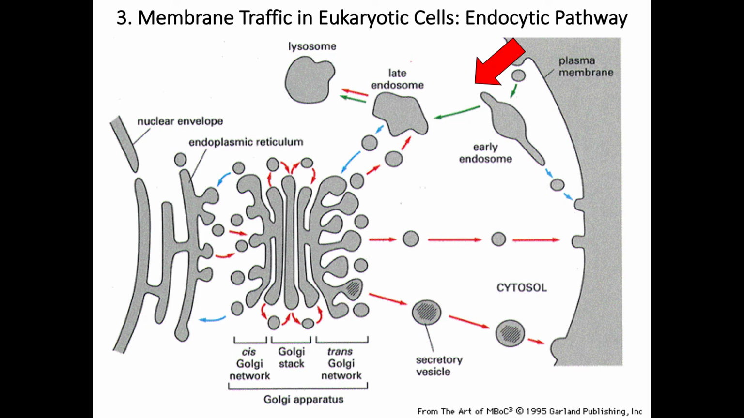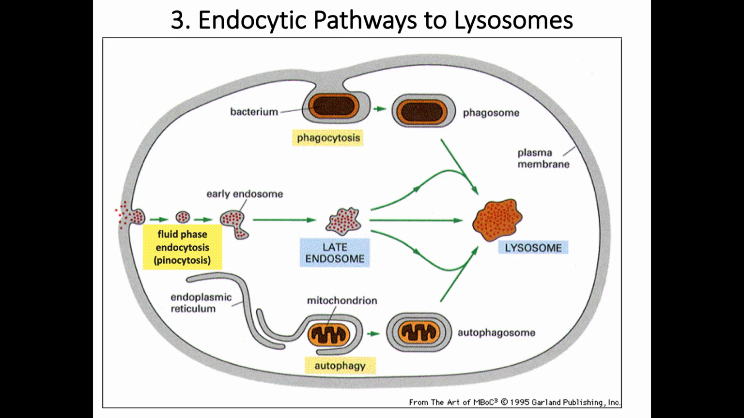All right, so let's go to the next part, the endocytic pathway. We are going to look at the phagosome and the late endosome here. This is very similar to what you have studied in your Bio 101. So you have the phagocytosis, larger particles, whereas the pinocytosis is taking up water.